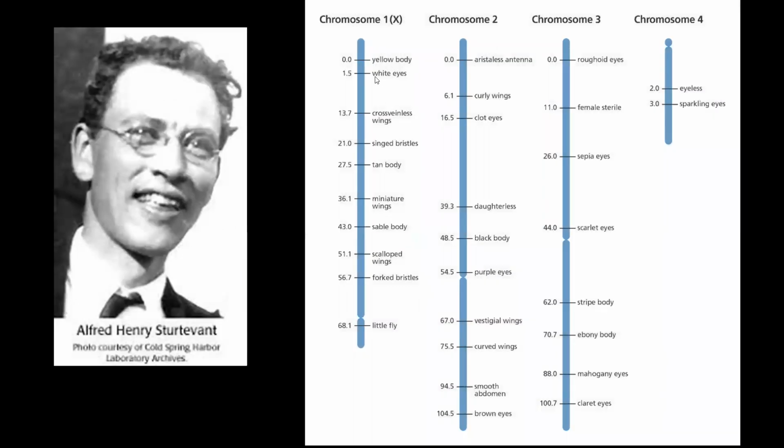Now let us see white eye and yellow body. But white eye and which is the other character that is very far? Miniature wings. You can see here, miniature wings and white eye are very far apart. That means these two can easily separate and do recombination, but the other two cannot separate. That is called linkage.